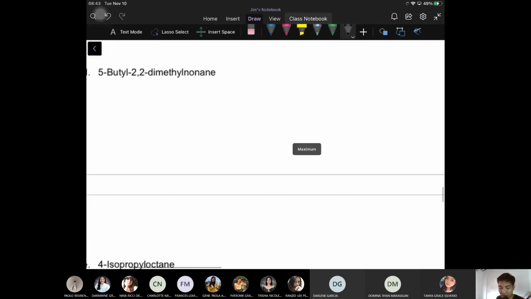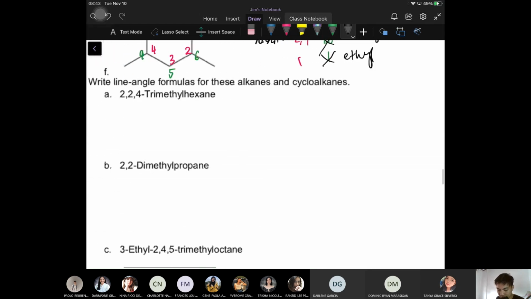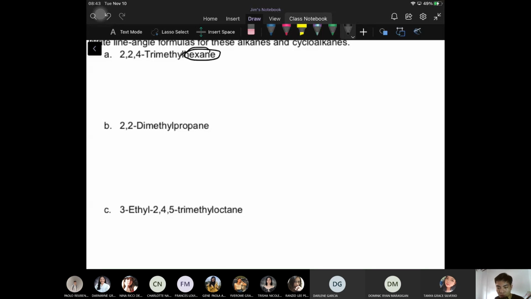What else do we need to do? Say, from the name, you will draw the structure. The one at the end you do first. That's the parent. Then you attach the substituents. So, let's do the following. 2,2,4-trimethylhexane. First, draw your parent hexane. That's 6 carbons. 1, 2, 3, 4, 5, 6. 6 carbons. Where are the methyls? Second carbon, and fourth carbon.